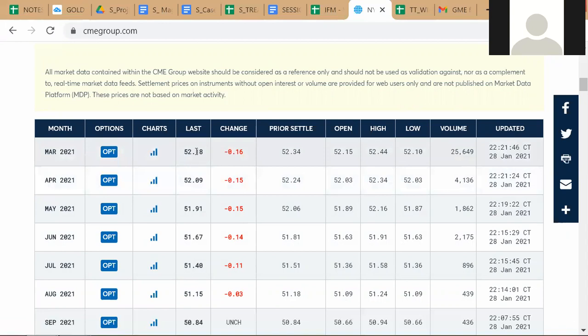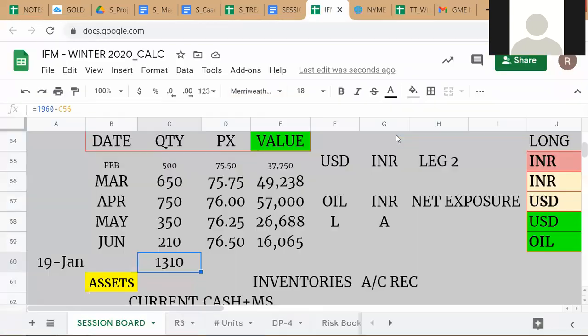Then, as March is expiring, and before the first notice date of March, you'll see that April will become the active contract. Right now, March is the active contract, the highest volume. Before the first notice date of this contract, April will become the active contract. So out of my 1960 position, I will allow 650 to basically roll off, because I've already gone long 650, right?